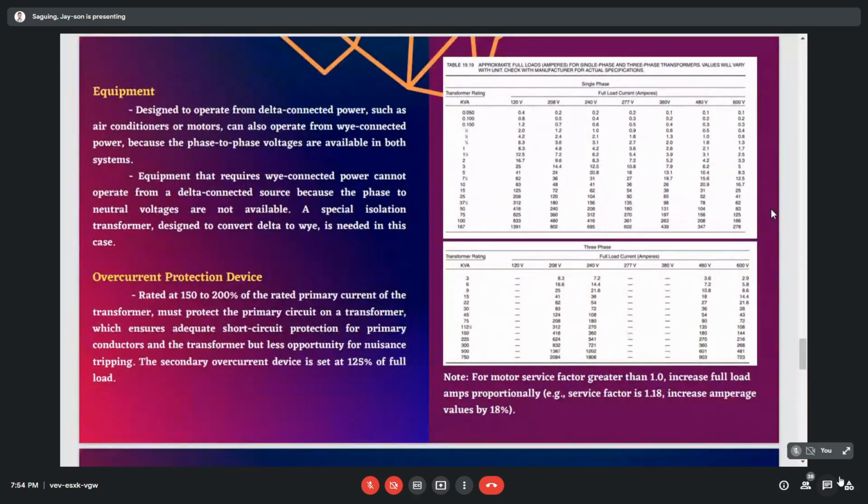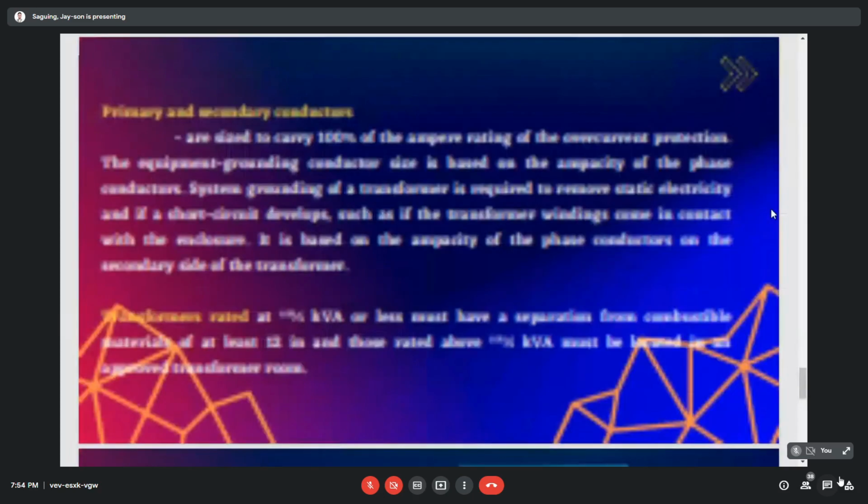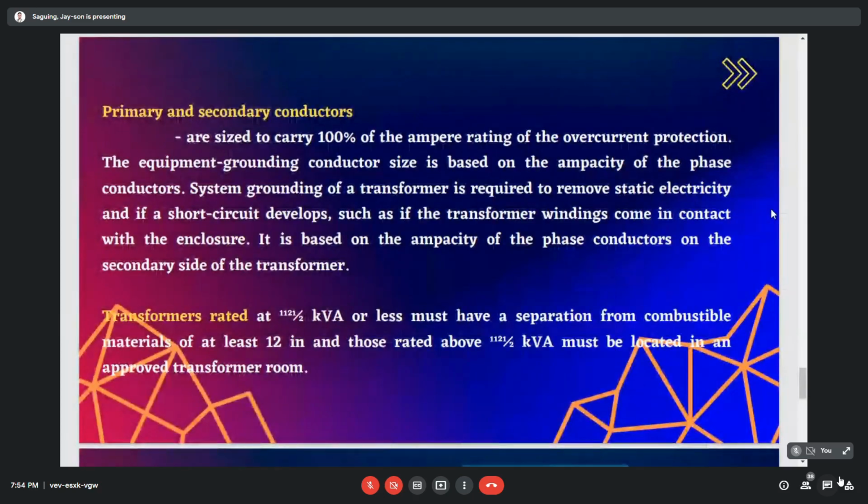The secondary overcurrent device is set at 125% of full load. So on the next slide, the primary and secondary conductors' size is to carry 100% of the ampere rating of the overcurrent protection. So the equipment grounding conductor size is based on the ampacity of the base conductors.